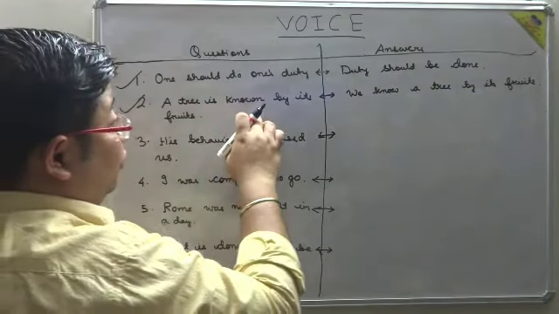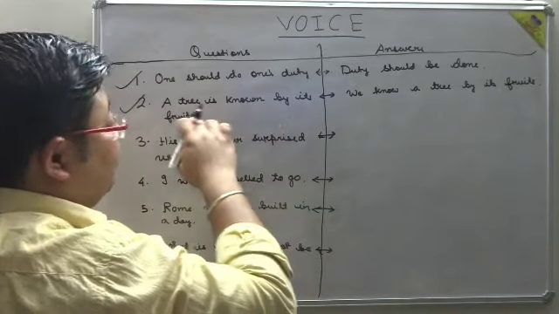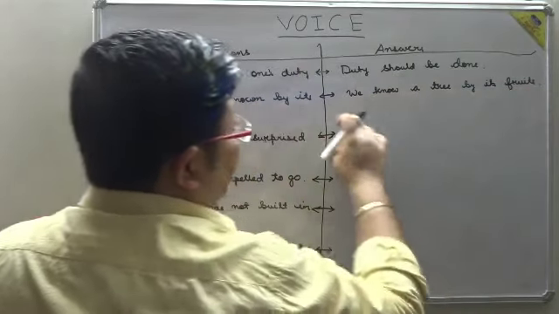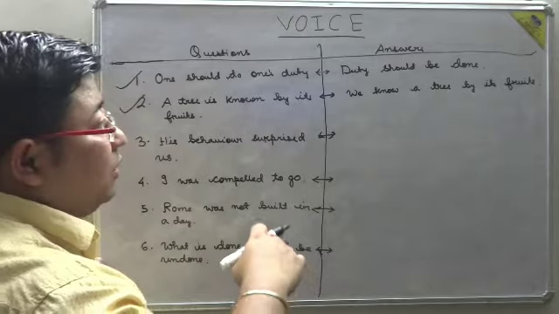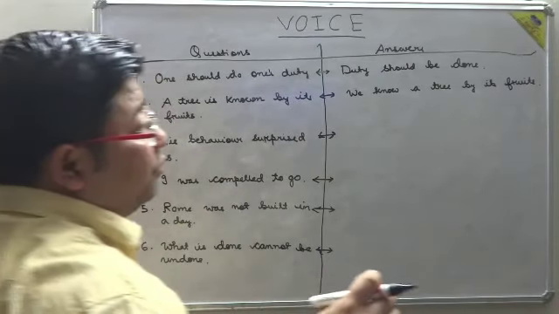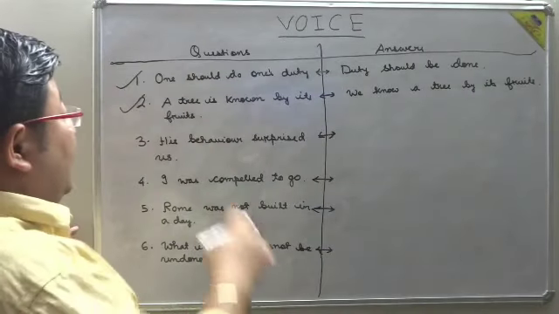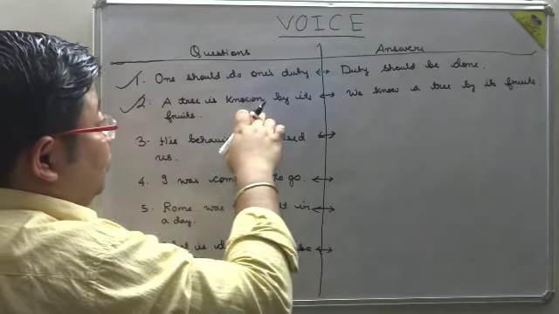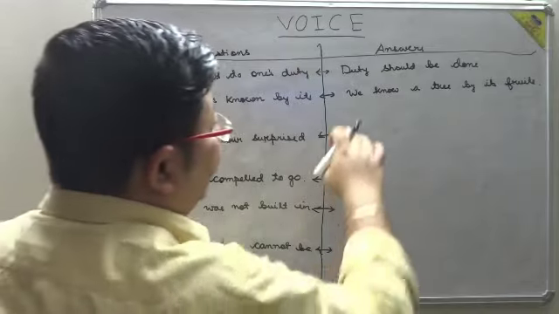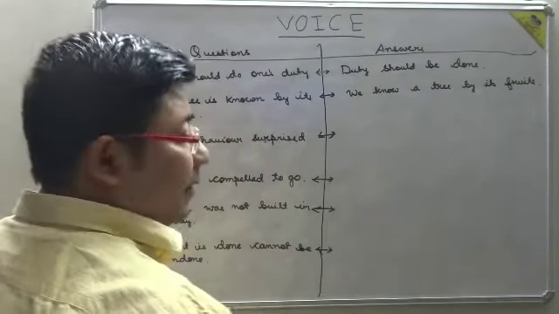A tree is known to us is not given here, it is omitted in the question. A tree is known by its fruits. So I will write it as we know a tree by its fruits. Instead of we, we can write people also, or everyone. Everybody knows a tree. But a tree is known, in maximum cases we will take it as we instead of people or everyone.